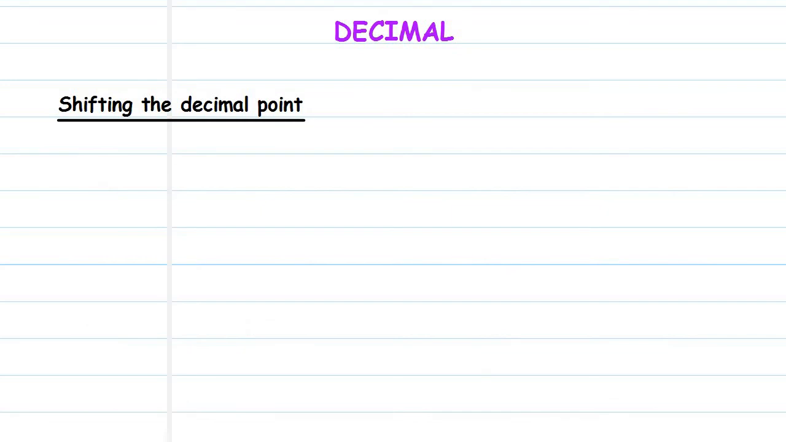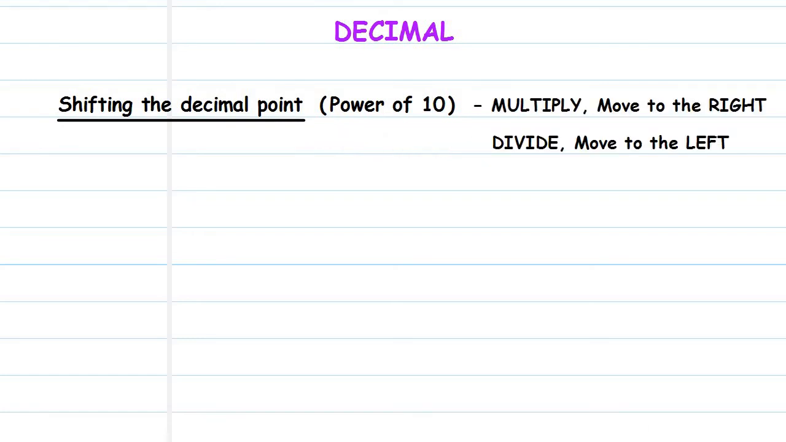Now let's take a look at how we can shift the decimal point. This can be done when we multiply or divide a decimal with a power of 10. For example, 10, 100, 1000. When we multiply, we can move the decimal point to the right, and when we divide, we can move the decimal point to the left.